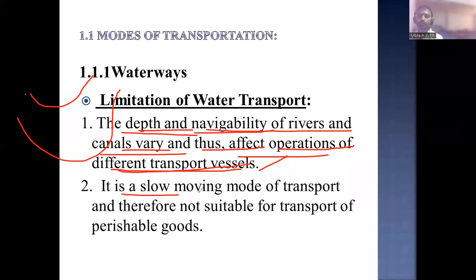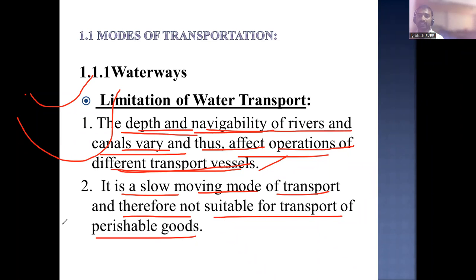It is a slow moving mode of transport, and therefore not suitable for the transport of perishable goods. See, as it is slow, if there is an urgent need, say you are moving from India to the USA, will you prefer waterways? No. Which one will you prefer?